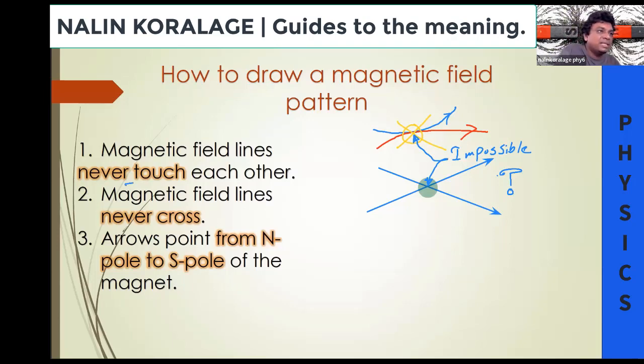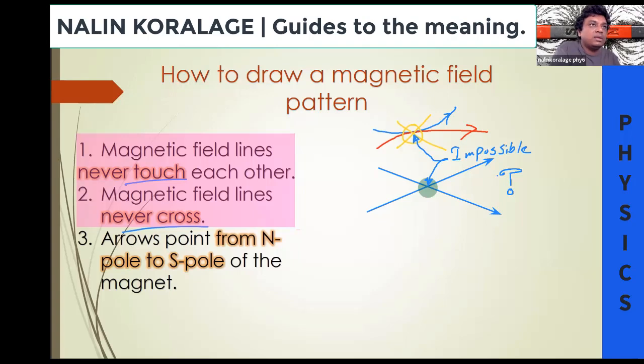So they never touch and they never cross, and arrows point from the North Pole to the South Pole of the magnet, something we have already discussed. These two are the additional properties we got to know about magnetic field lines, specifically in this slide. So they never touch, they never cross. And there's another rule we already know: the field lines always start from North Poles and go towards the South Pole, or we can say they end at South Poles.